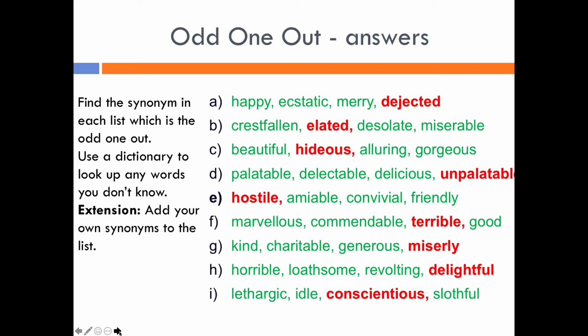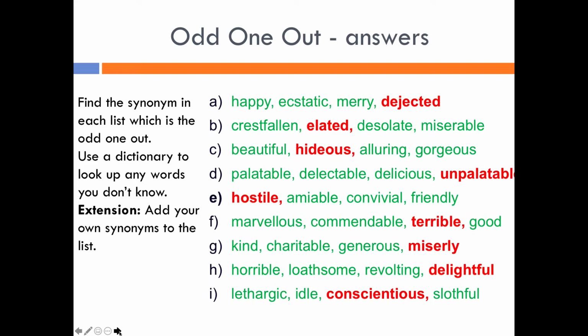So again, in C, hideous is the odd word out, as beautiful, alluring, and gorgeous all have a similar meaning. Obviously, beautiful, alluring, gorgeous, something very pretty. Hideous means something very ugly and disgusting. In terms of adding a synonym for C, you could also have stunning, amazing. That would be fun.